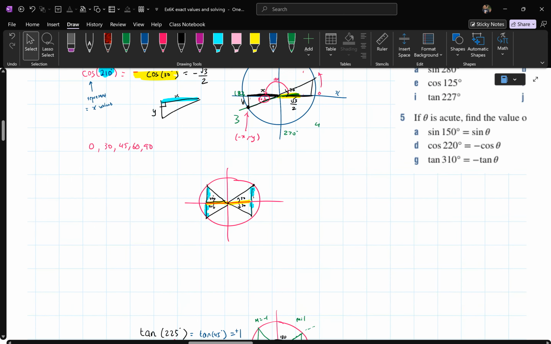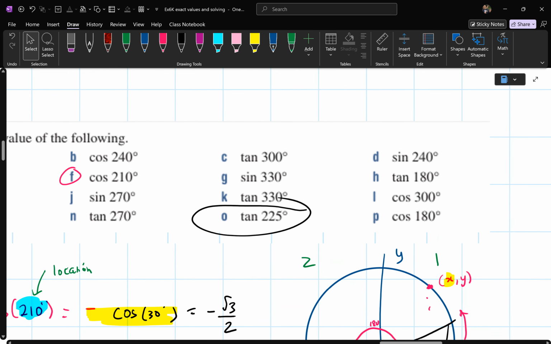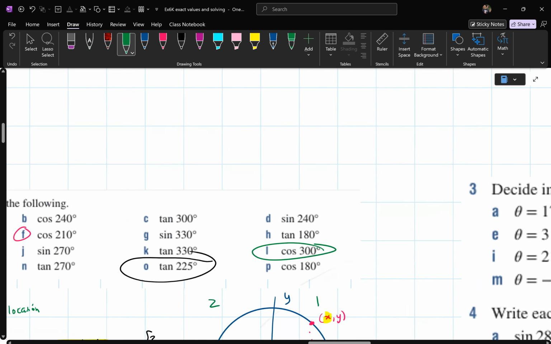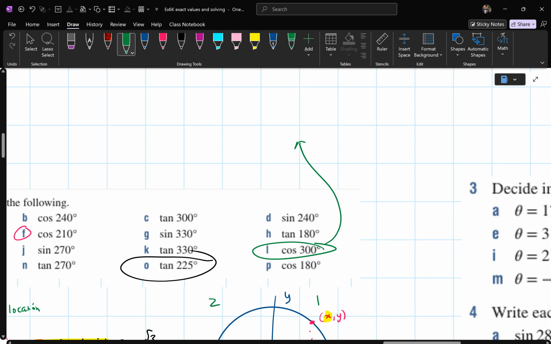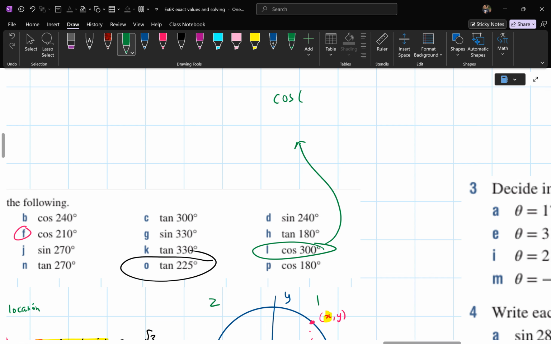All right, let's try another one. Let's see if you can do this quickly. Let's do L. See if you can do it in your head or if you can picture it. What is cos 300 degrees? So think positive or negative, which quadrant, and what's the reference angle? And knowing your exact values, you should be able to figure out the answer to this one.